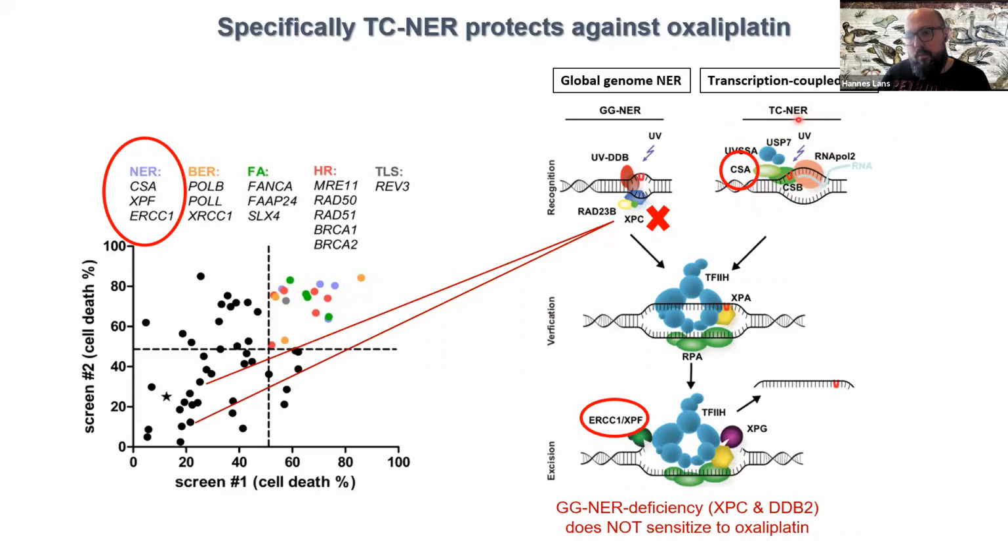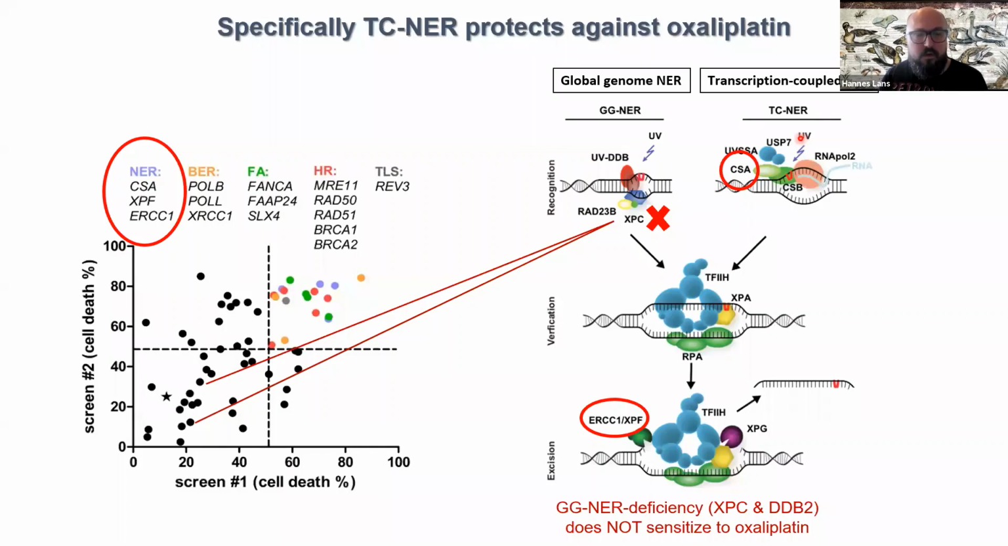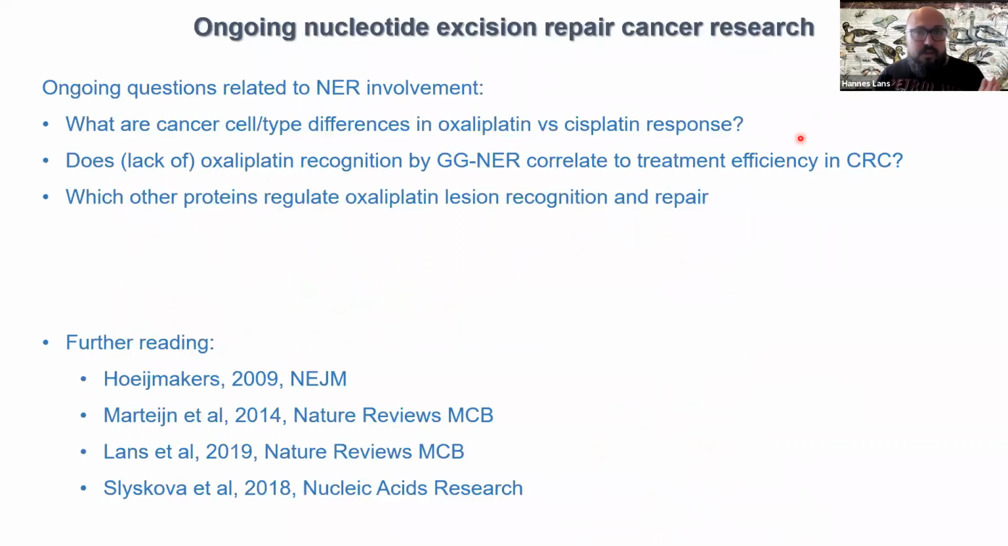Because of this importance of the transcription-coupled repair pathway, we also think that the severe neurotoxic side effects of these drugs are caused by specific interference with transcription in, for instance, neurons. Neurons very much depend on transcription integrity. So this is still ongoing. Maybe next time or at a meeting, whenever I may meet one of you, I might give you more details about our ongoing research.